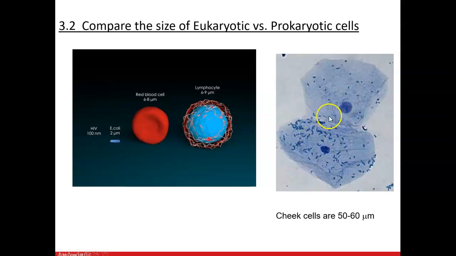So these are eukaryotic cells, and you notice that the nucleus is really obvious in each of these. But if you look carefully, the other thing you notice is there's all these weird little blue dots all over. And these blue dots are bacteria. They're prokaryotic cells. Now, cheek cells are substantially larger than red blood cells and white blood cells. You can see these are like 50 to 60 micrometers. So all these little dots are the prokaryotes, and the eukaryotes are much larger than the prokaryotes. So that's the main thing I want you to remember about the size.